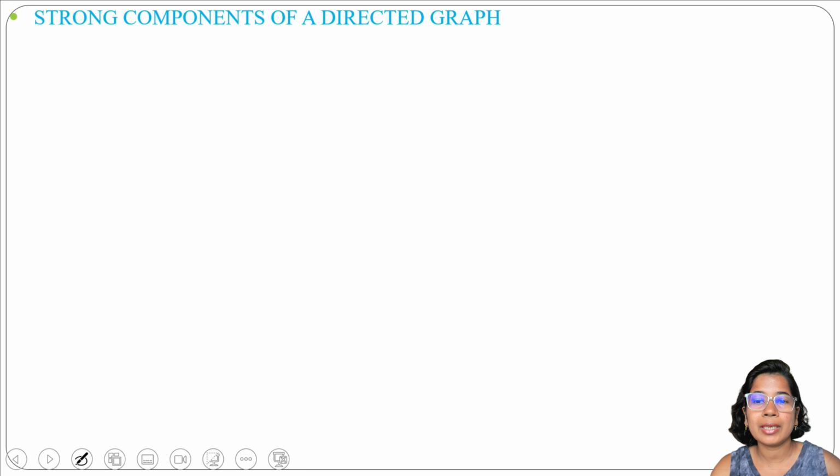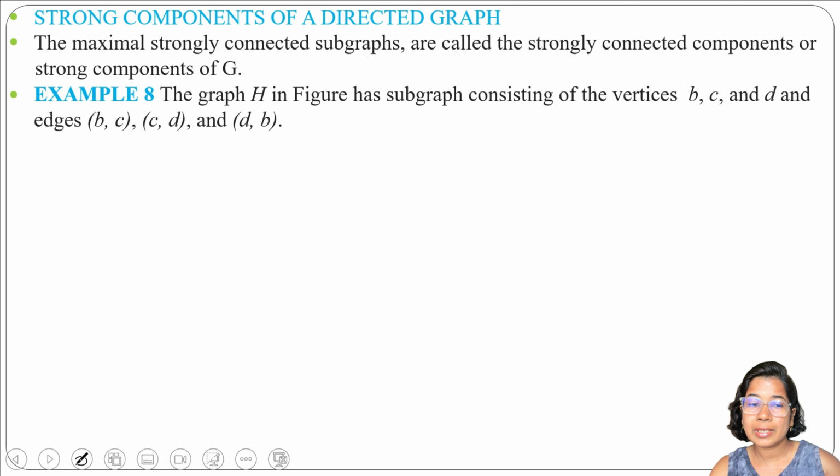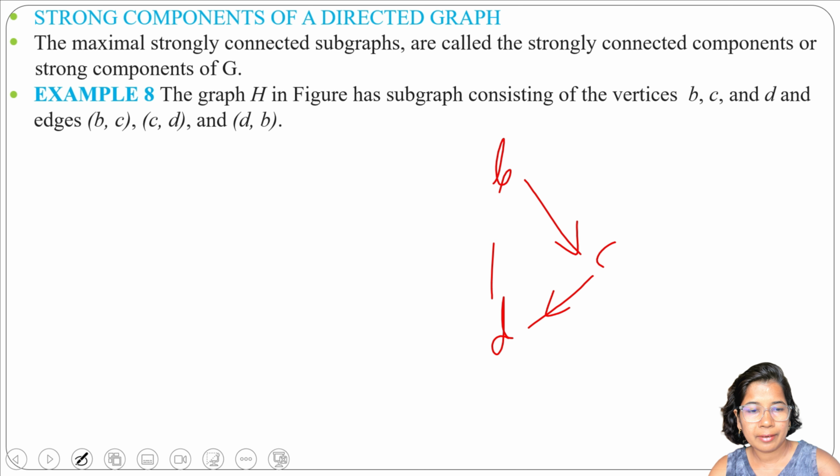Now what is a strongly connected component of a directed graph? A maximal strongly connected subgraph is called a strongly connected component, or simply you can say a strong component of the graph. Now in the previous example in graph H, B, C, D are a strongly connected component. In this B, C, D there are directed paths between every pair of vertices. So this is a strongly connected component.